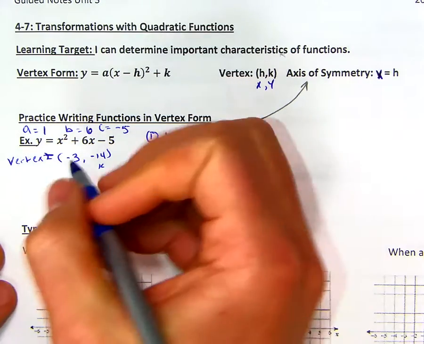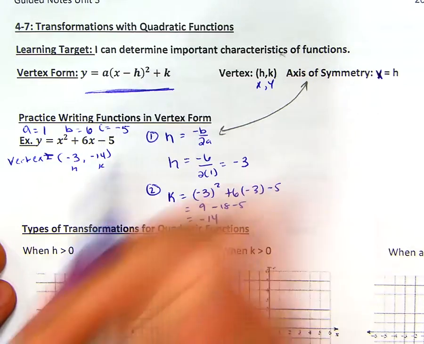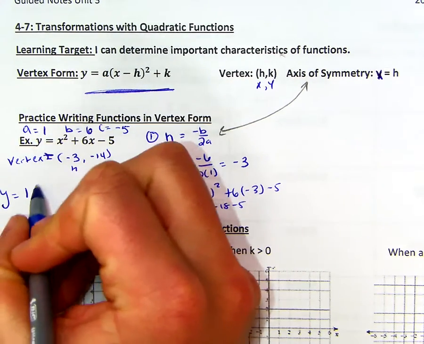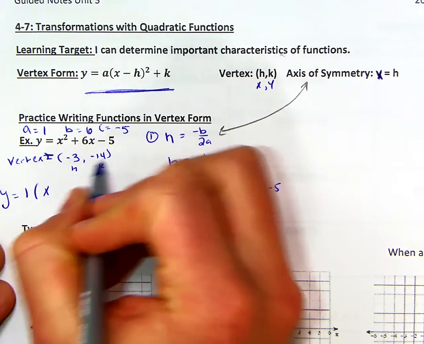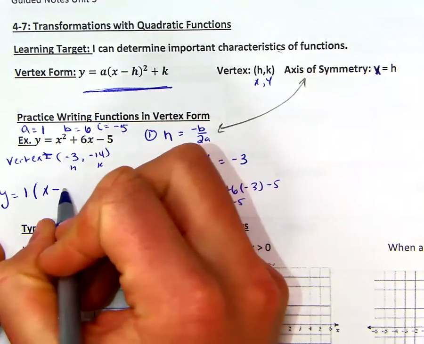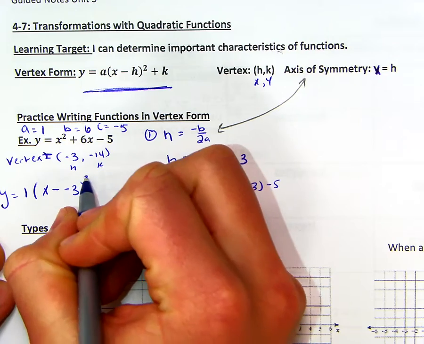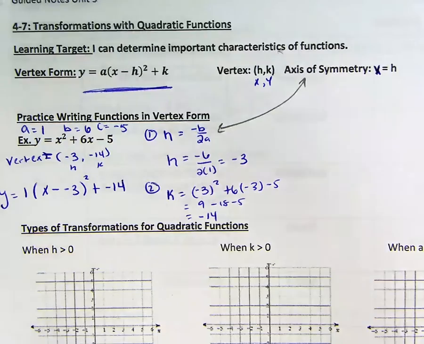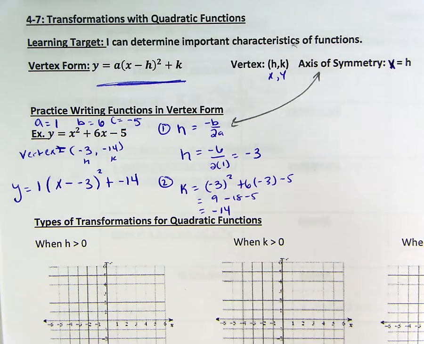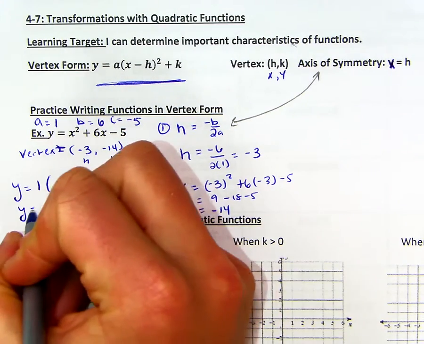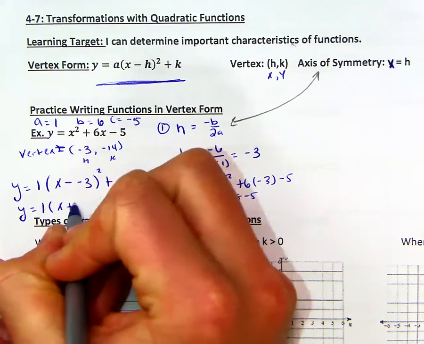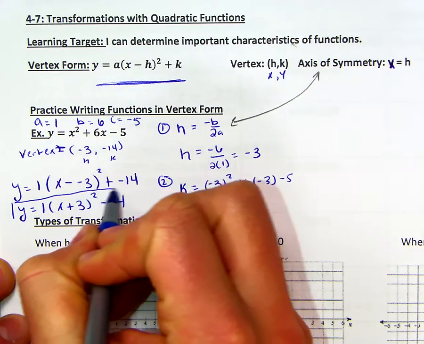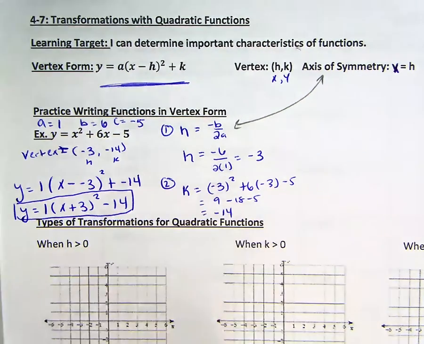Now we're just going to plug in what we know into this form right there. So you have y equals, our a is 1, parentheses, x minus -3, parentheses, squared, plus -14, which is k. You can do it just like that. And now we can just do a little bit of simplifying. So we have y equals 1, parentheses, x plus 3 squared minus 14. This is your final answer.